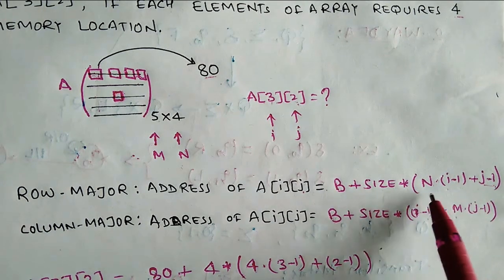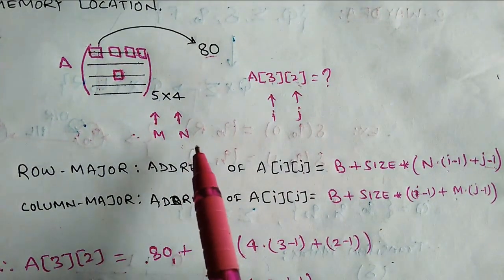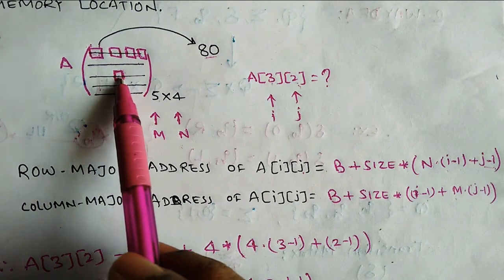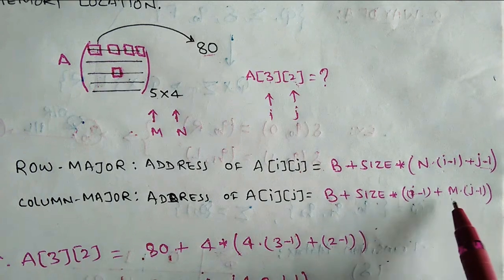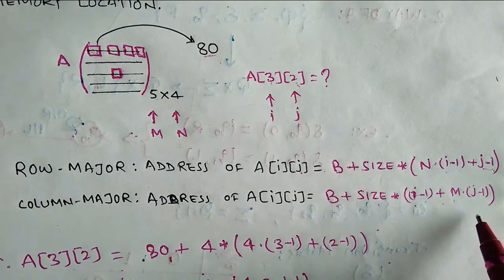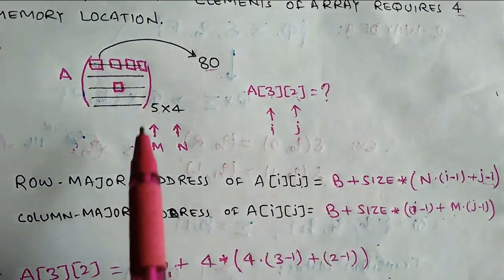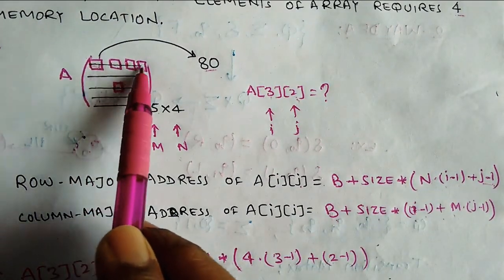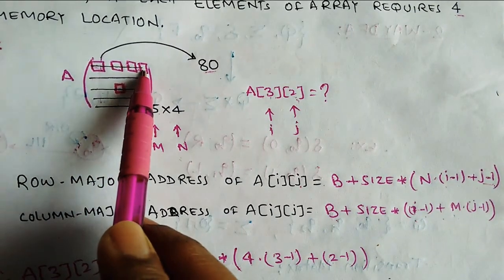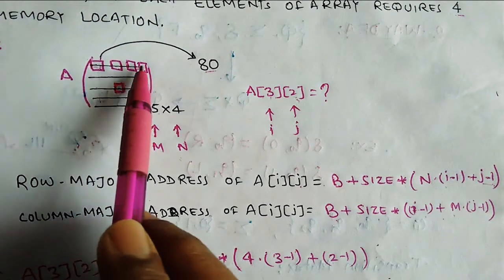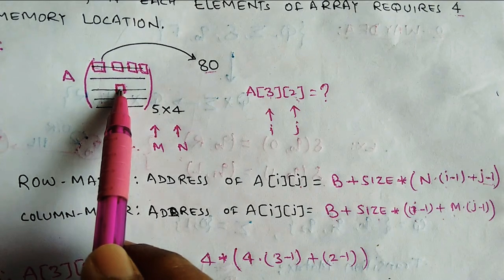Using this formula you can identify the address of this element, and if the question asks to identify the address of this element using column major, then you can use this formula: base address plus size into i minus 1 plus m into j minus 1. To understand this formula, what we are doing here is calculating the number of slots before this element. So 1, 2, 3, 4 in the first row, in the second row also 4 elements, so 8, and then this will be 9 and this will be 10th. So at the 10th position this element appears.